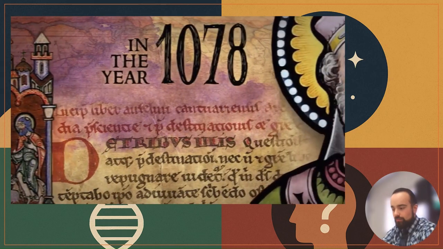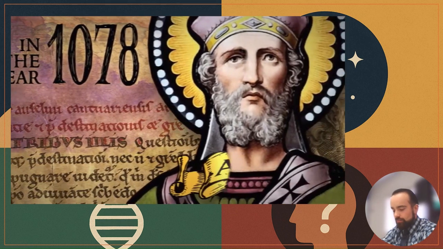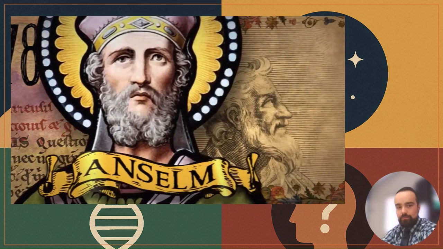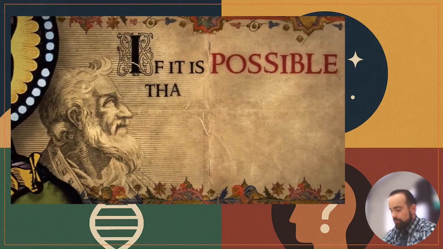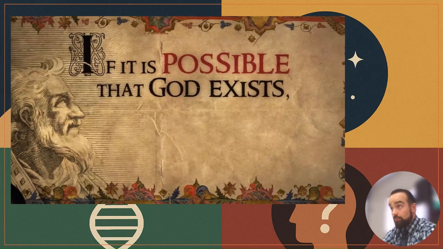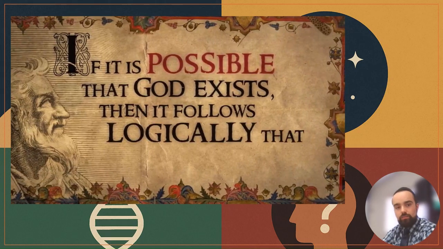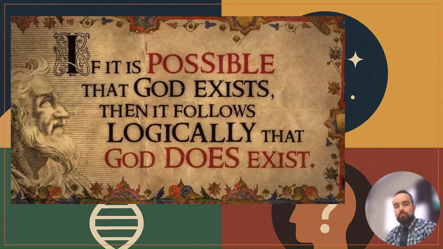In the year 1078, a monk named Anselm of Canterbury astonished the world by arguing that if it is even possible that God exists, then it follows logically that God does exist.